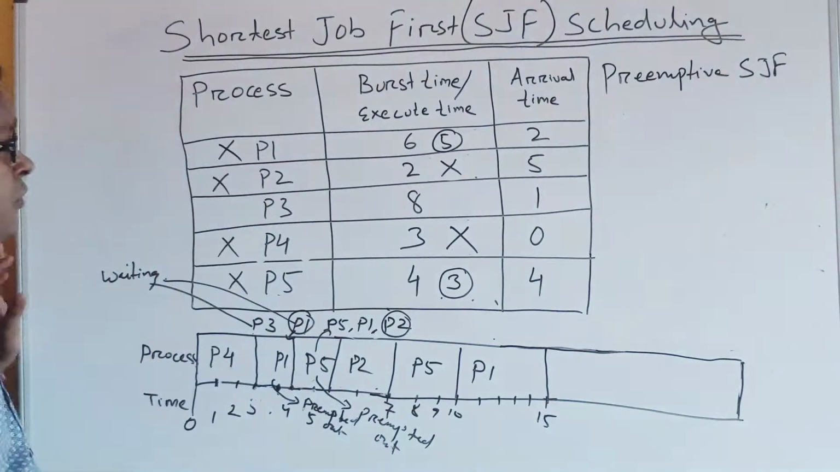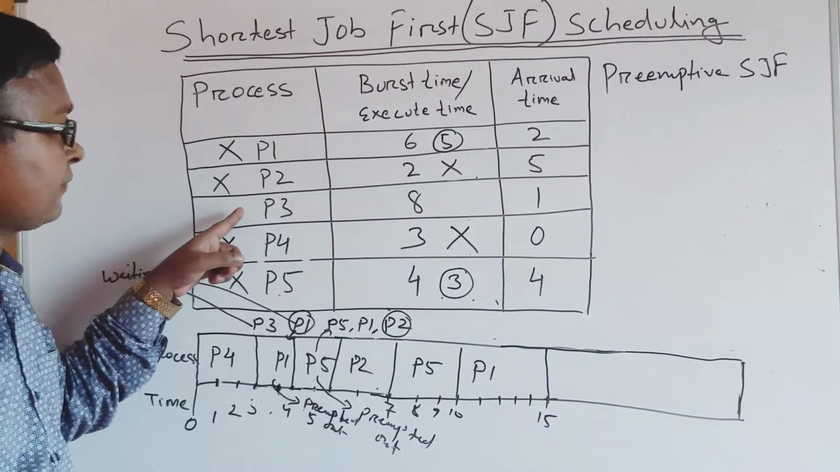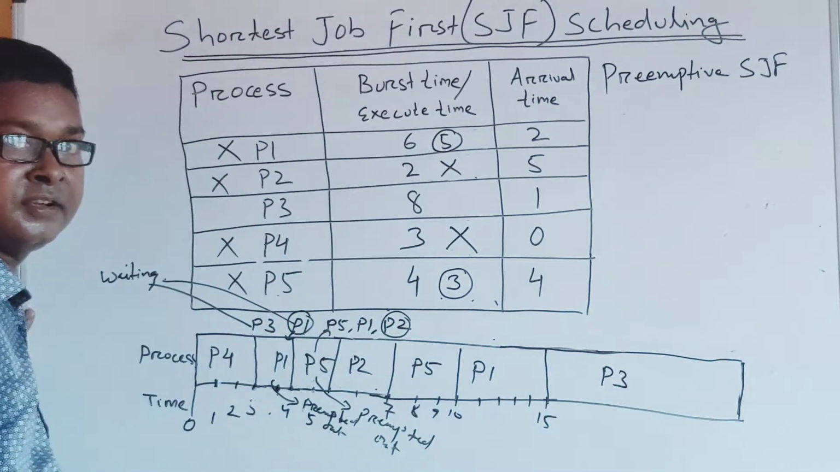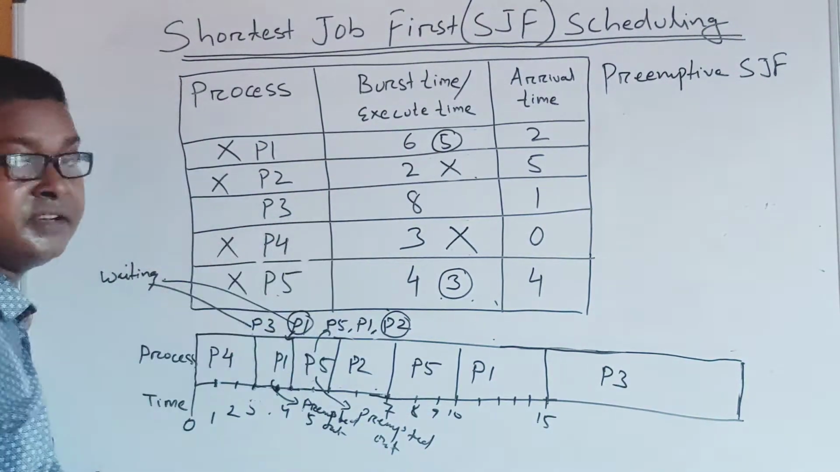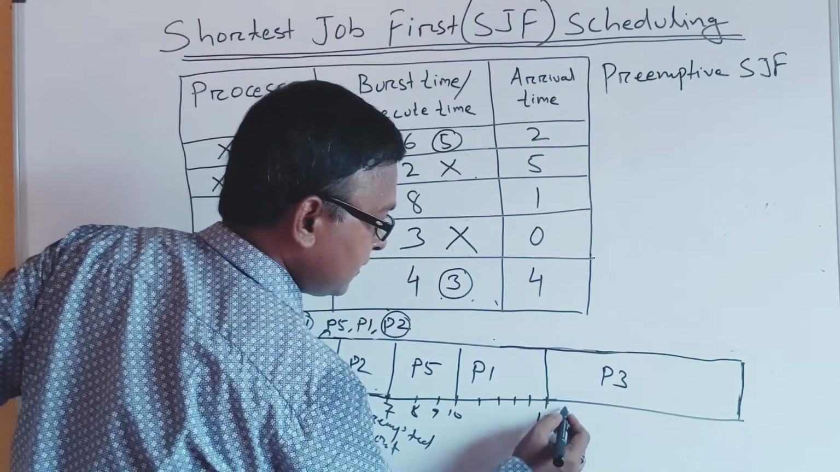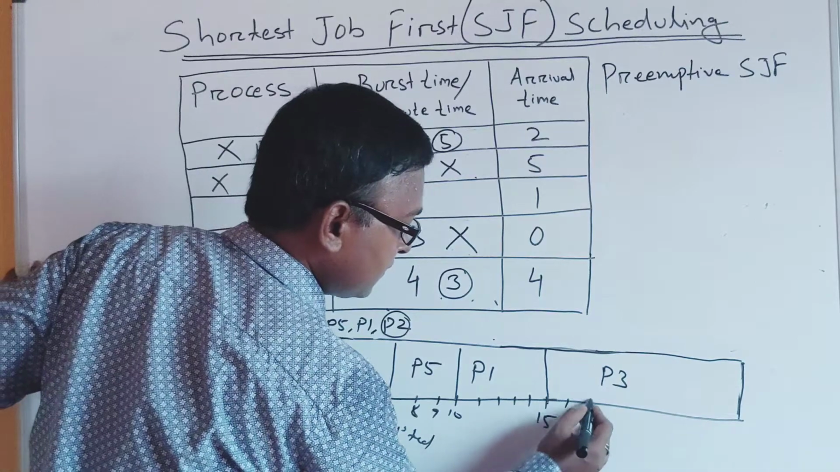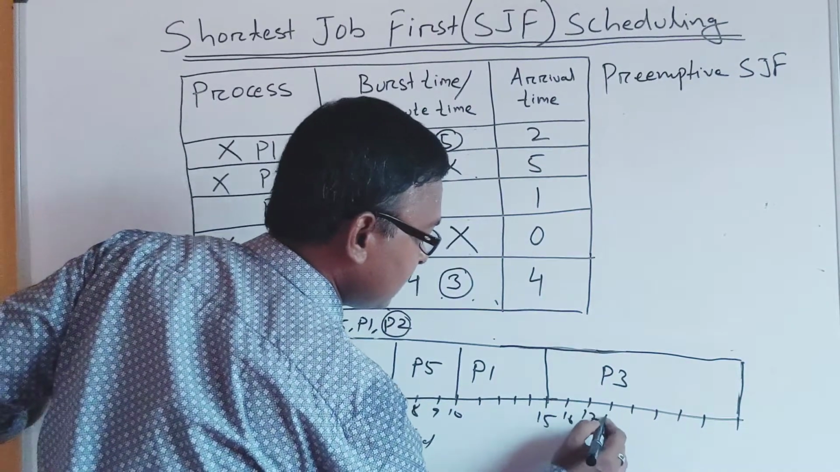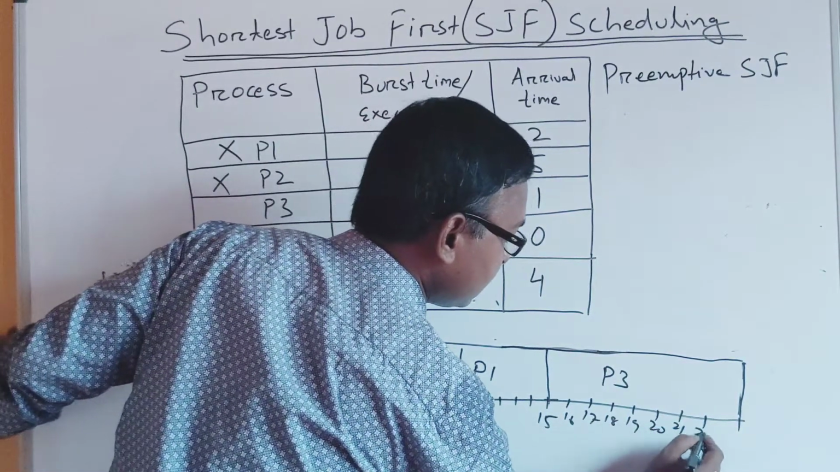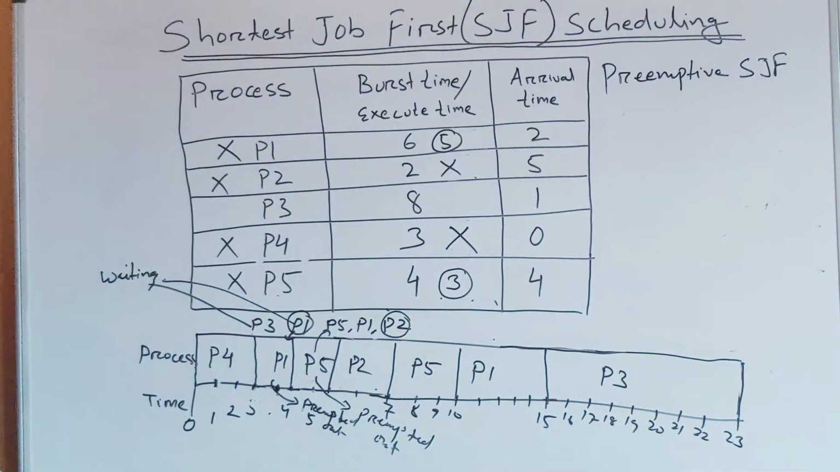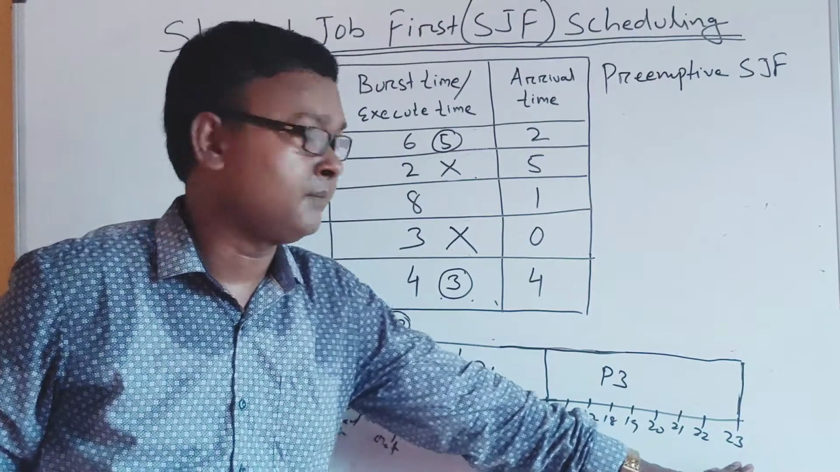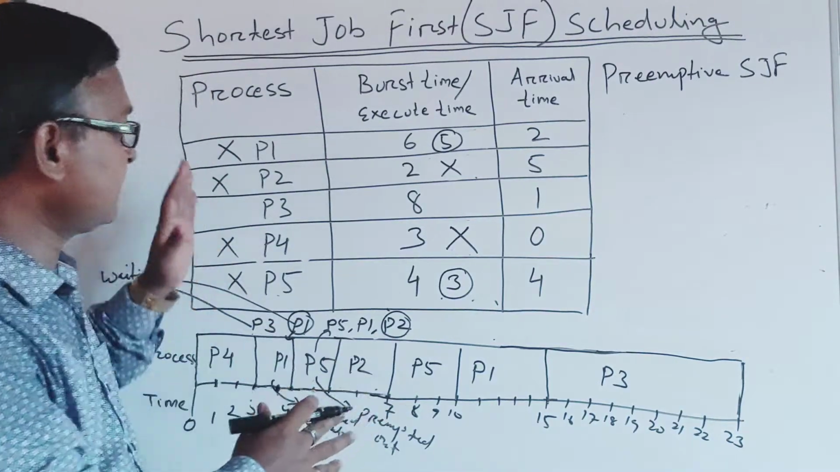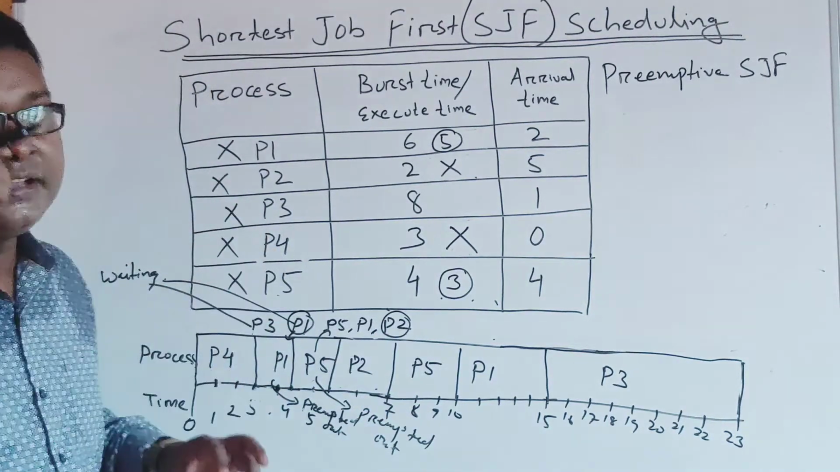Execution completed. Right? So which one is the last job left out? P3. Right? So it acquires the processor and it starts executing. Okay? So how much time is it taking? 8 units of time. So from 15, 8 units, right? 1, 2, 3, 4, 5, 6, 7, 8. So 16, 17, 18, 19, 20, 21, 22, 23. Okay. So at 23 units of time, the overall program gets executed. So finally, all the processes have been executed.